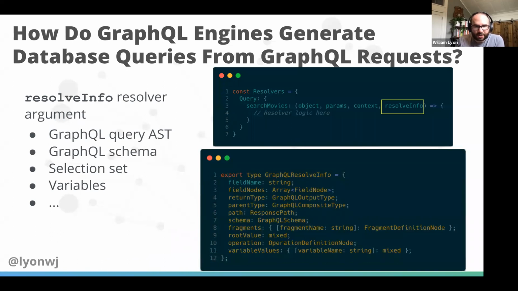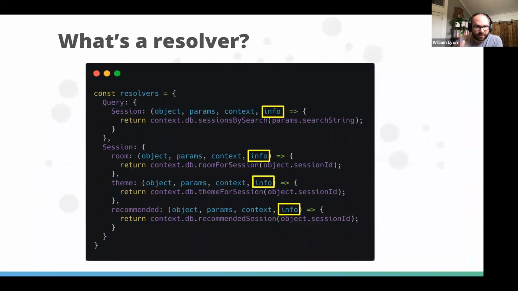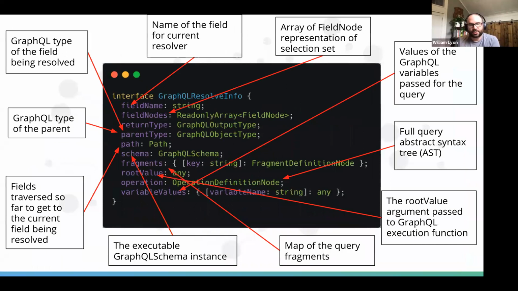If you're interested in how the Neo4j GraphQL library is actually able to generate Cypher from a GraphQL request, what it does is it hooks into these resolver functions and looks at this object called the resolve info object. This resolve info object is passed into every resolver and contains a whole bunch of information about the GraphQL schema and the query and these sorts of things.